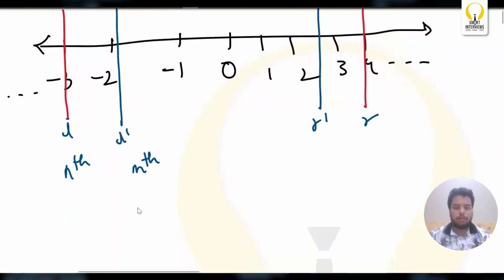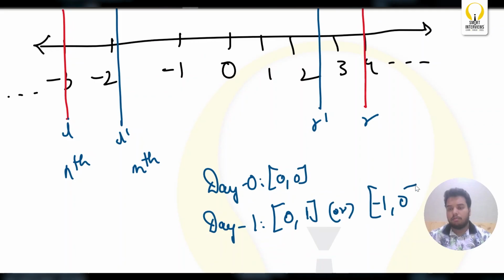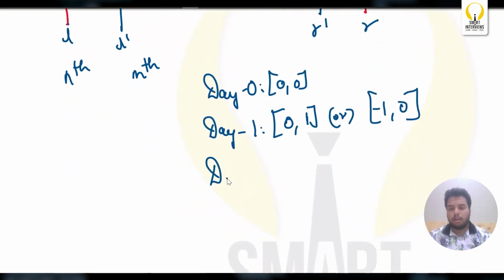So there will definitely be one confirmed thing, right? Let's say on day 0 the infection was only from 0 to 0. On day 1 it can spread to its first neighbor. That means day 0 it was like this, and day 1 it can be 0 to 1 or -1 to 0. So either this can be the option or -1 to 0.